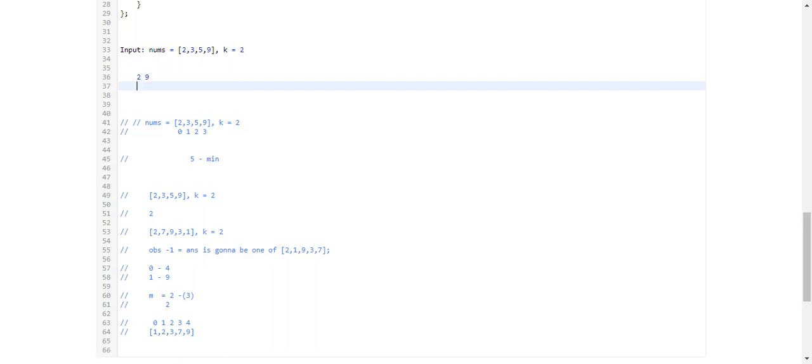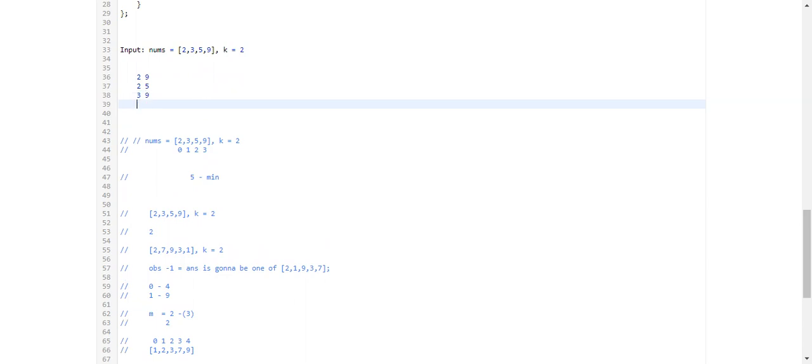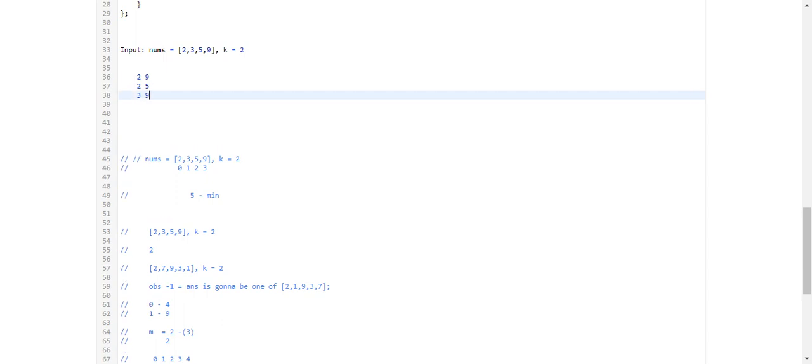So you can choose 2 9, you can choose 2 5, you can choose 3 9. No more possibilities, I think, and yeah, I think that's it. So among these you can pick any two houses. But 2 5 is good, because in 2 9, 9 is the maximum, in 3 9, 9 is the maximum, that is big. But in 2 5, 5 is the maximum, which is smaller compared to 9. So that's why 2 5 is not my answer, but 5 is my answer, because 5 is the maximum capability.